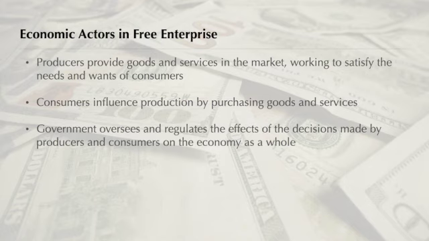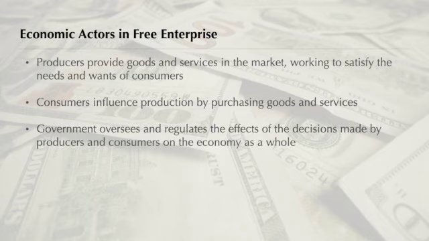As you know, government plays a limited but important role in the free enterprise system of the United States. Although producers and consumers provide answers to the three basic economic questions of what, how, and for whom to produce, the government oversees and regulates the effects of these decisions on the economy as a whole. For example, Ross's company must produce its pagers in a factory that meets federal safety standards.